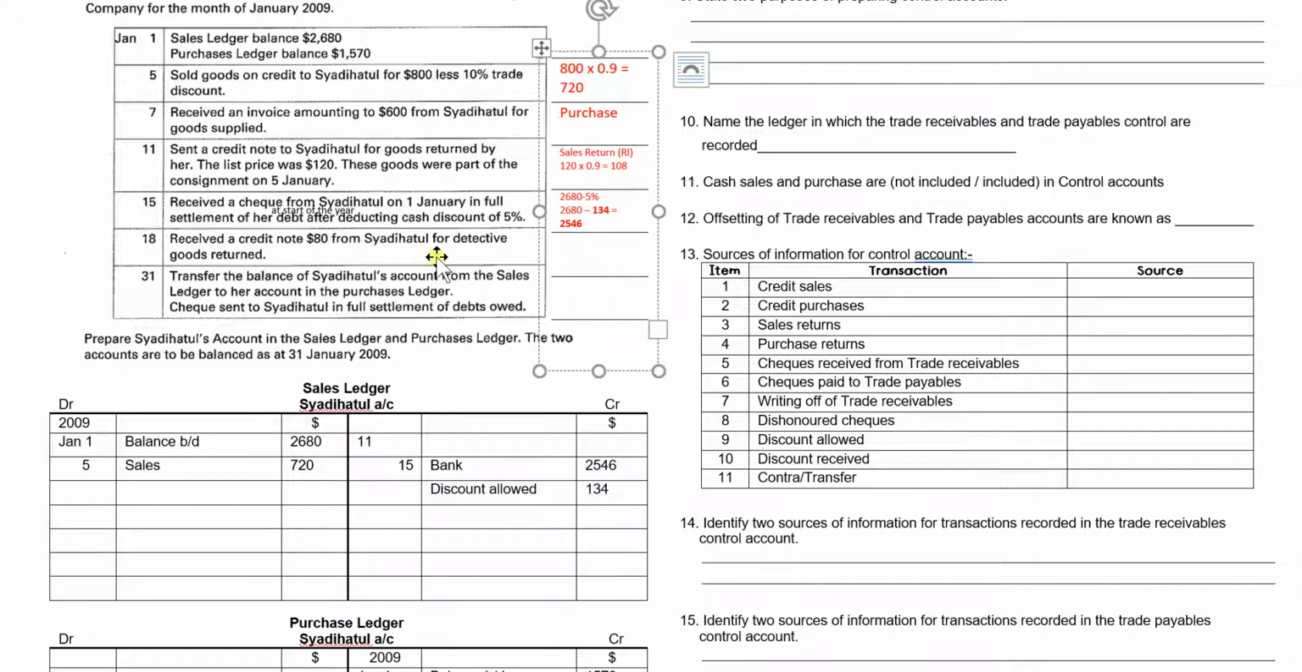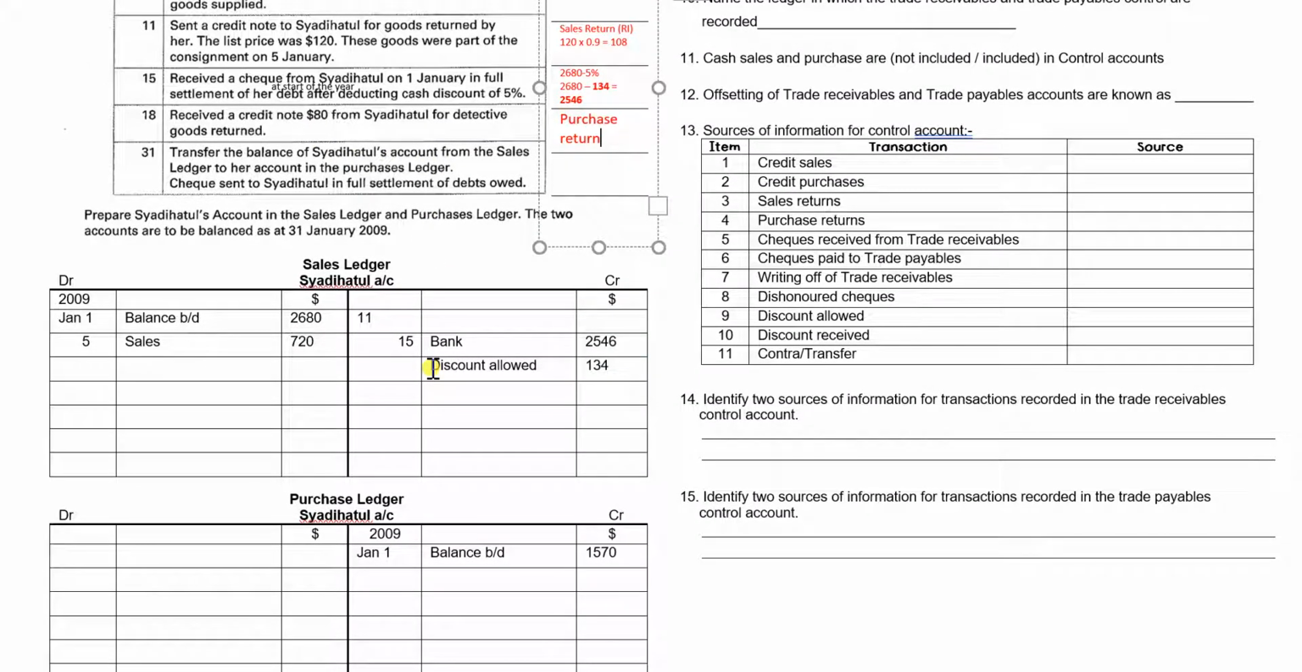Now, adding: receive a credit note from Shadi Hatu for defective goods return. This is called the purchase return, because you bought the goods from her, and then you return it to her because it's defective, and then she will issue you the credit note. And this one is the contra. This one we have two transactions here. Number one is the contra, and number two is you have to settle, the bank. Find out how much to settle the amount owed.